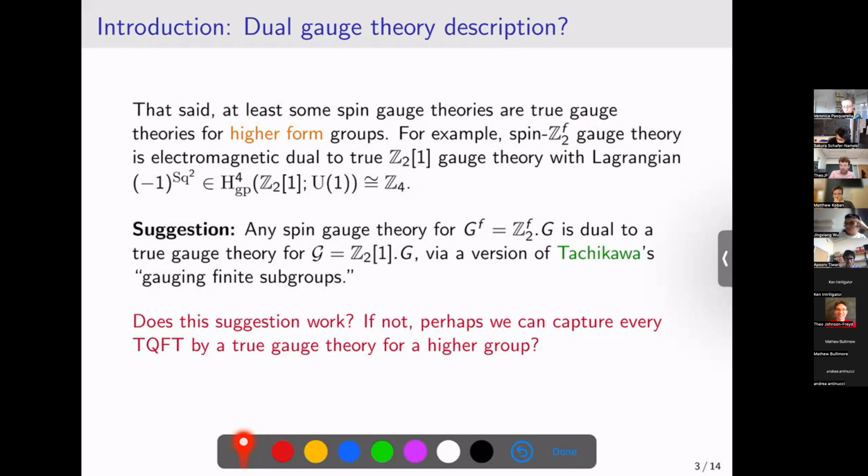It turns out that spin Z2F gauge theory is isomorphic to a true gauge theory for a one form group, just Z2 in degree 1. So this will be my notation for Z2 thought of as a one form group. And now you can go and ask, well, what am I special in degree 4. In general, this one is 4 minus 3. And this 4 is the space-time dimension.